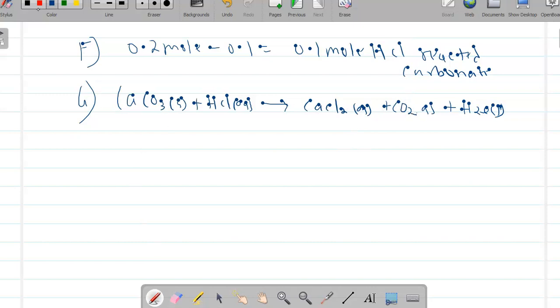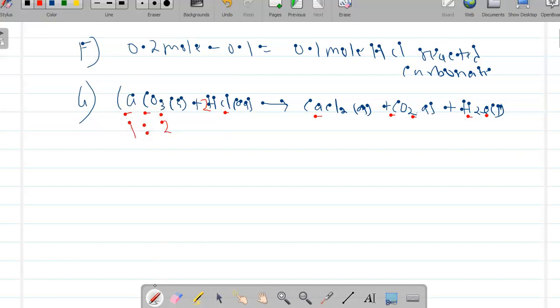So let us balance the equation before we jump into anything. Calcium 1, calcium 1, balanced. Carbon 1, balanced. Chlorine here 1, chlorine here 2. Then we put 2 here. Then chlorine balanced, hydrogen 2 balanced, oxygen balanced. So the equation for the reaction is 1 to 2.